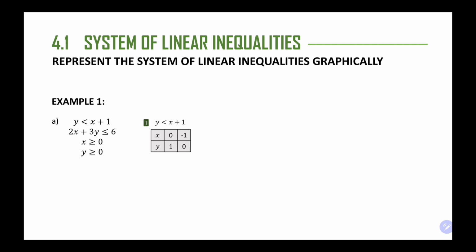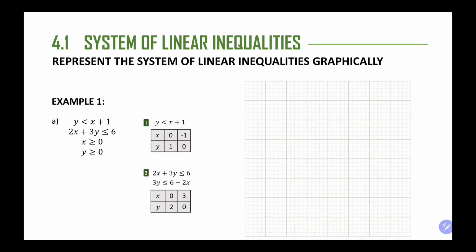The next equation, we have 2x plus 3y less than or equals to 6. Okay, before we find the intercept, we need to arrange only y on the left side. So we get 3y less than or equals to 6 minus 2x. Only positive y on the left side. Okay, then we find x and y intercept. When x equals to 0, we get y equals to 2. When y equals to 0, then we get x equals to 3.